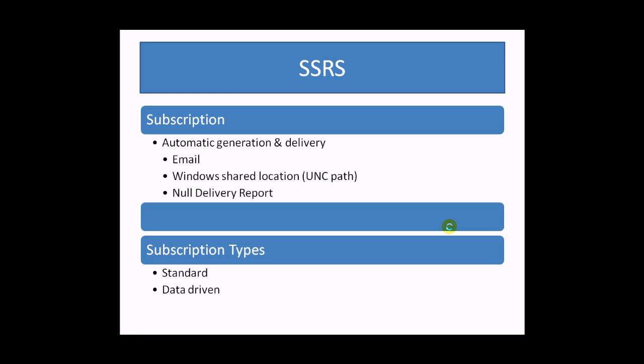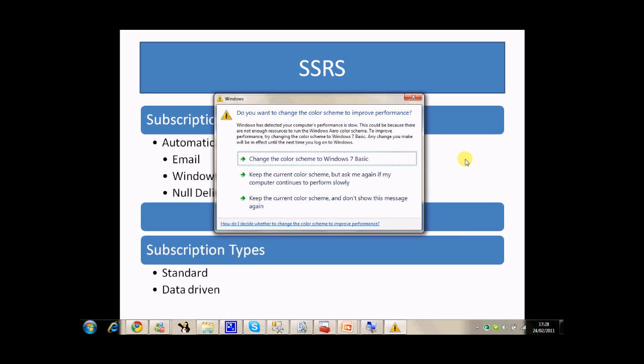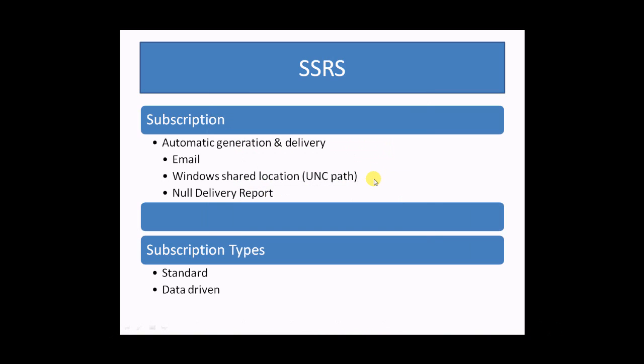Let's see what is the subscription in SSRS. Subscription is automatic generation and delivery of the reports. So reports are generated automatically and they are delivered to a number of places. For example, they can be delivered through emails, or they can be delivered to a shared location, a UNC path. And there is another option, an interesting option, which is My Delivery Report, and we will talk about it in detail.